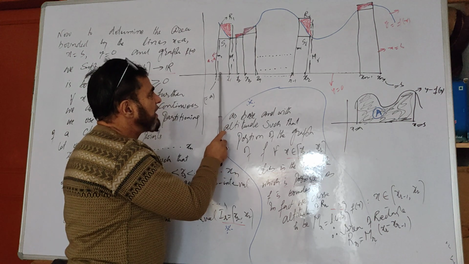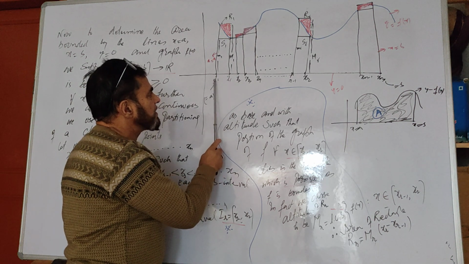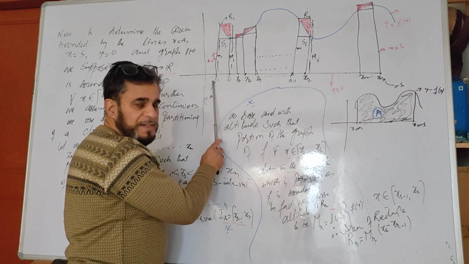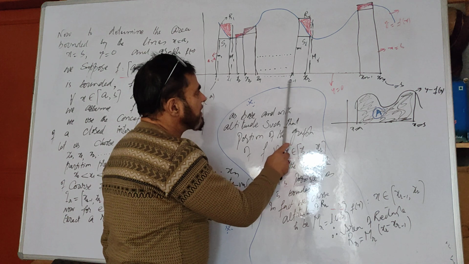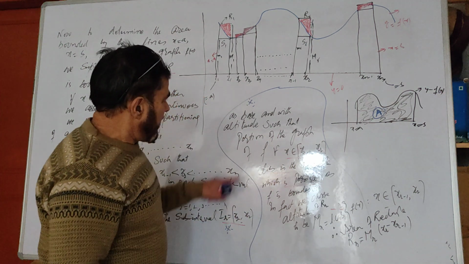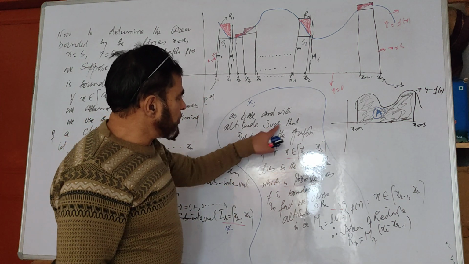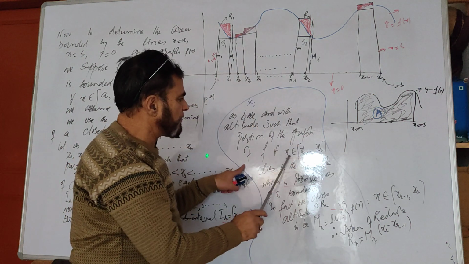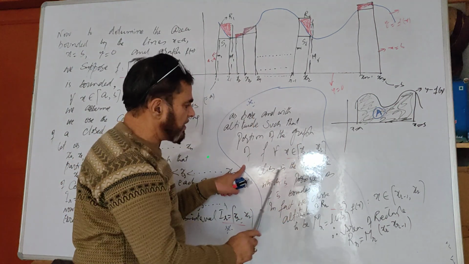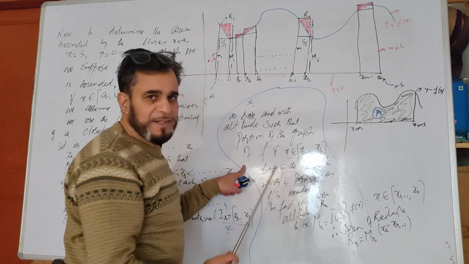What is the length of this? x1 minus x0, it is the length of this base. Here it is x2 minus x1. Here it is xr minus xr-1. It is the base, and with altitude such that the portion of the graph of f for all x belonging to [xr-1, xr] lies in the rectangle.